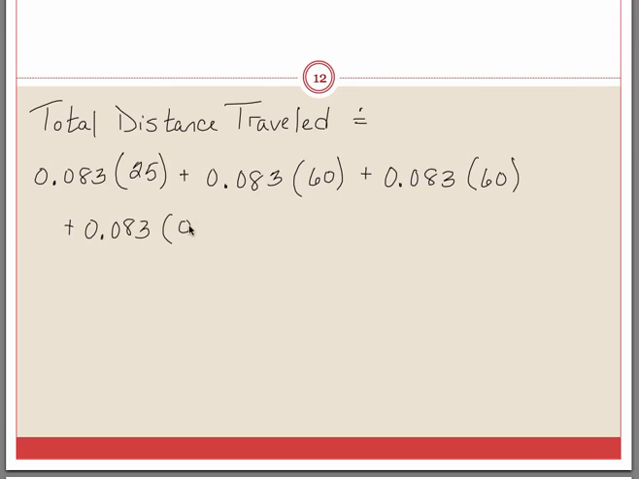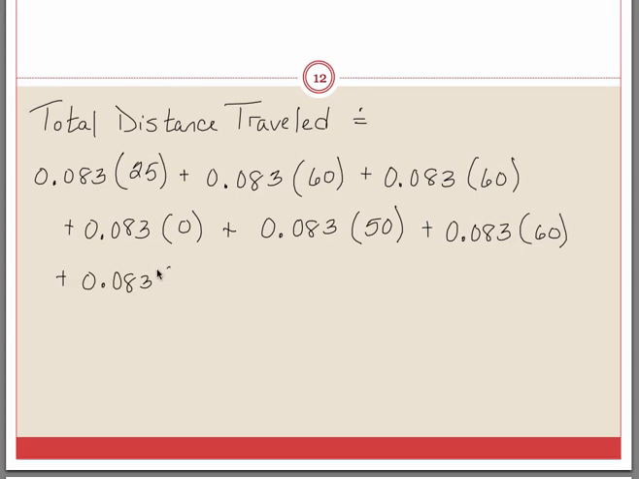Next one, now this is where we hit the rectangle that had a height of 0. Next rectangle, she was going 50 miles an hour. Now she's back to doing 60. Next rectangle, 35 miles an hour. And finally the last one, she's going 15 miles an hour.